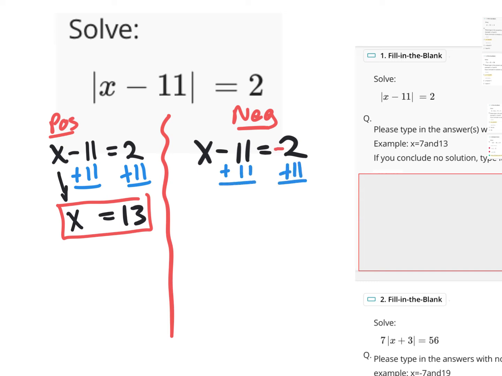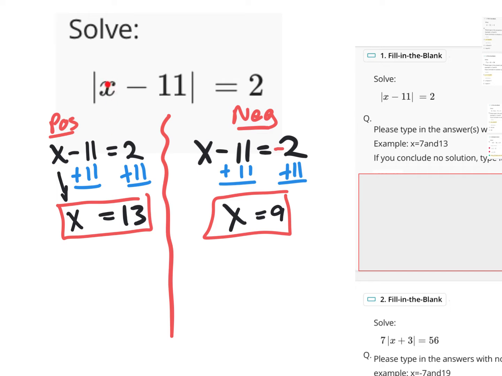Okay, so we have the x coming down, the equal coming down, and negative 2 plus 11, that's like if you owe $2 and you have $11, you're going to have $9 left. Okay, and this is your potential second answer. So all we need to do now is double check. I usually double check in my head, but it might be a good idea for you to actually plug it in, right? So like plugging in 13 right in there.